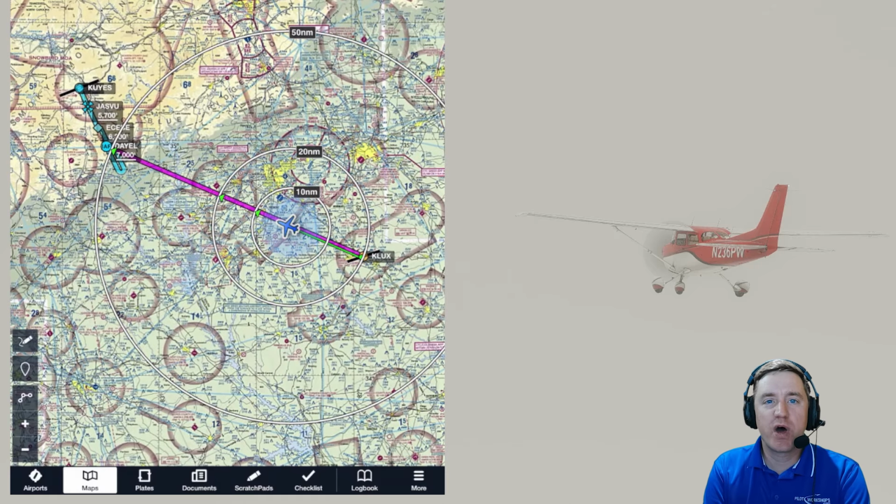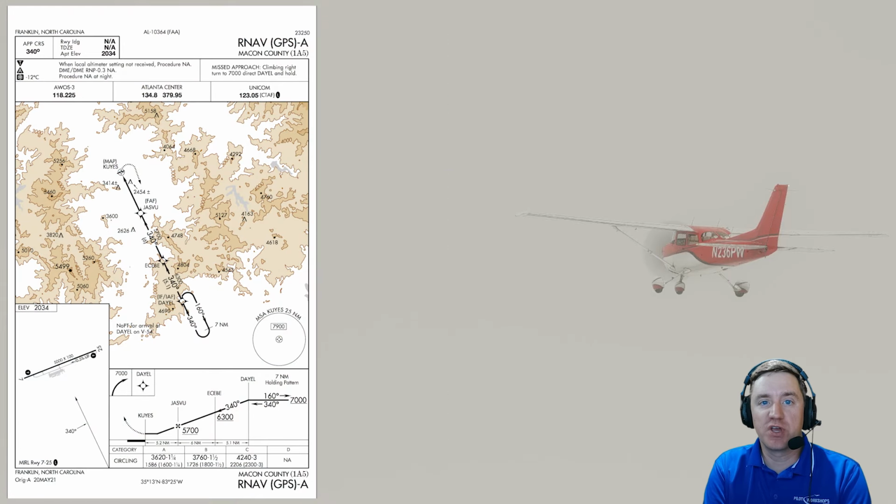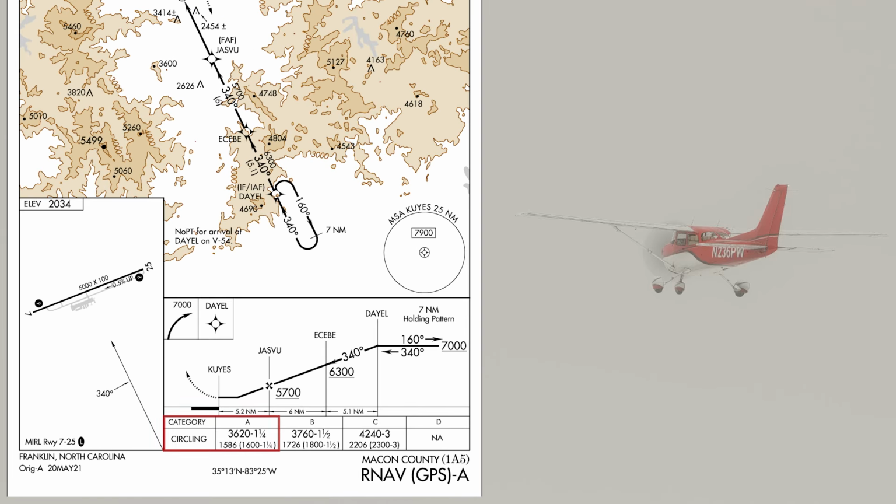We're in the 172 on our way to the Macon County Airport in Franklin, North Carolina. This airport only has one approach. It's a circling only approach, the RNAV Alpha. It has a Category A minimum of 1586 AGL and 1 1/4 statute miles visibility.